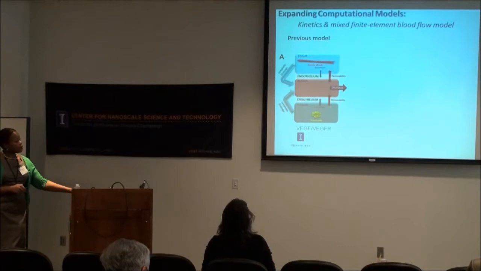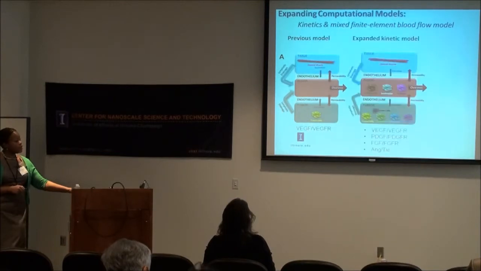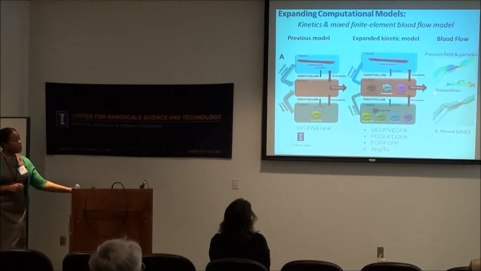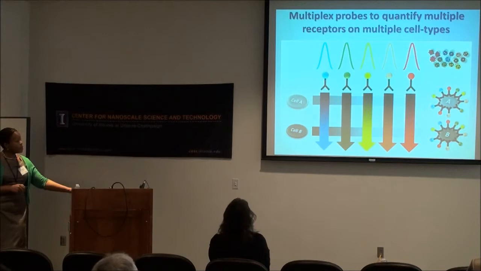So this is our previous model, which has only considered VEGF and its receptors. And our goal is now to include PDGF, FGF, angiopoietin, as well as other cells within the tumor microenvironment, as well as in the blood, that are critical to these processes. And we're also doing this in collaboration with Arif Massoud in civil engineering, combining his very elegant blood flow models with our molecular models to really understand therapeutic development.